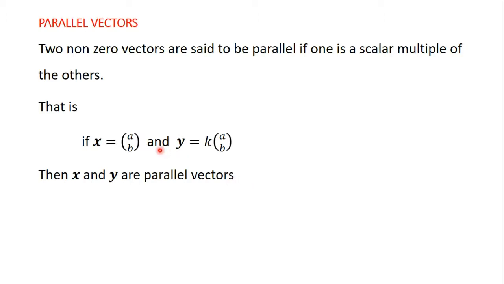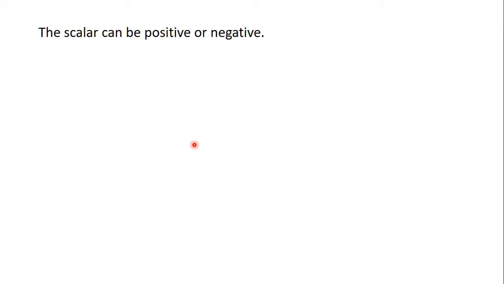So if one vector is a scalar multiple of the other, that is, you got one vector by multiplying the other vector by a scalar, a number, then we say that these two vectors are parallel vectors. I hope that is clear. So here vector x is a, b and vector y is k times a, b, because we got vector y by multiplying vector x by a scalar or a number. We say that these two vectors x and y are parallel vectors. Let's learn more about parallel vectors.